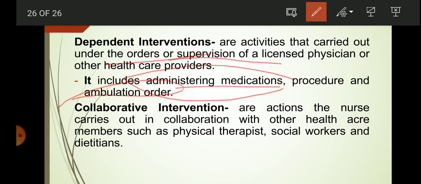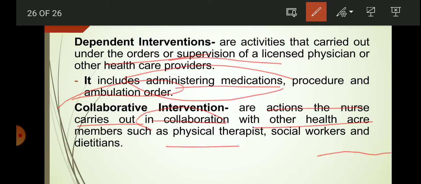Next would be collaborative interventions, or actions that the nurse carries out in collaboration with other healthcare workers, such as physical therapies. For patients suffering from a vehicular accident with fractures or the like, they require physical therapies, and that's the time it is called collaborative. You refer it to social workers and dietitians.